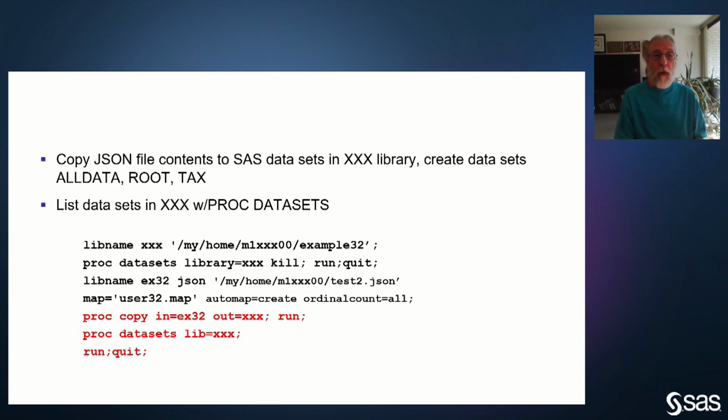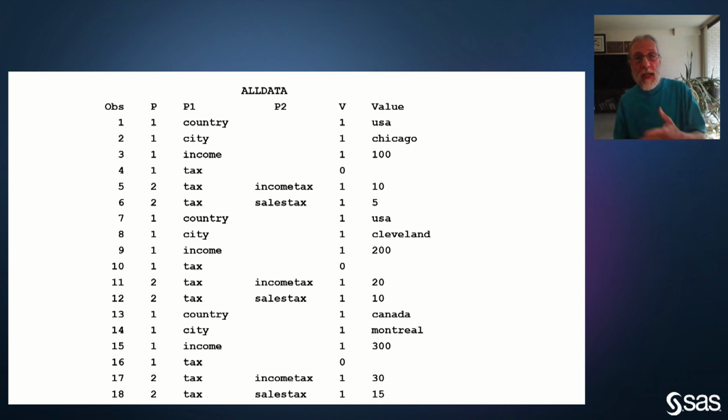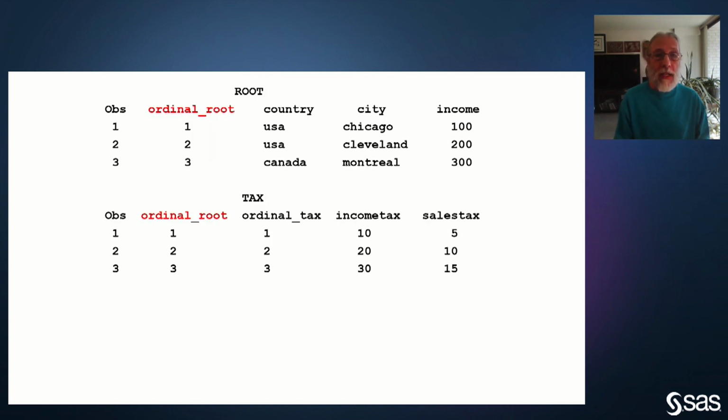Okay, then as before, we do PROC COPY. We copy the JSON file to a SAS data set. We use PROC DATASETS to print them out. And at this point, we get 3 data sets: all data, root, and tax. Now, here's all data. Again, we're going to use this as an example, just for illustration. Here are root and tax. And what you can see is that the ordinal_root variable will connect those 2 data sets and allow us to merge them together fairly easily.